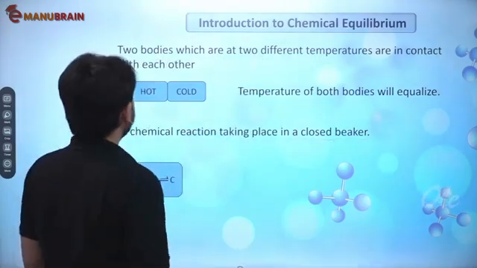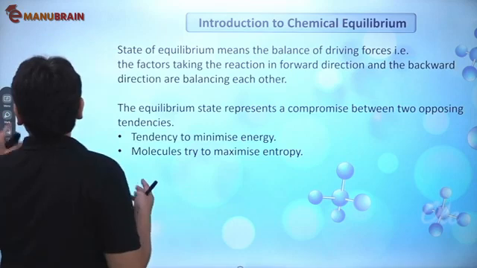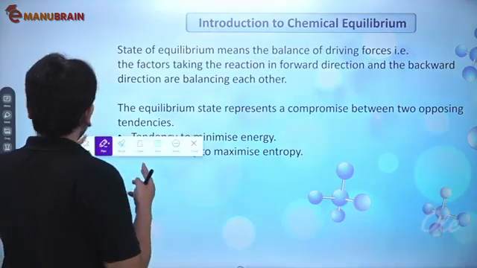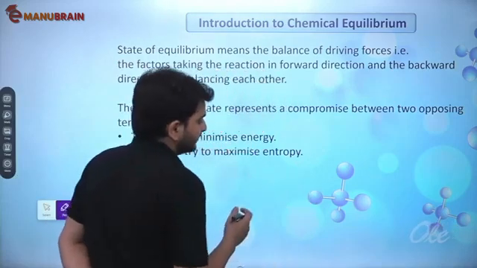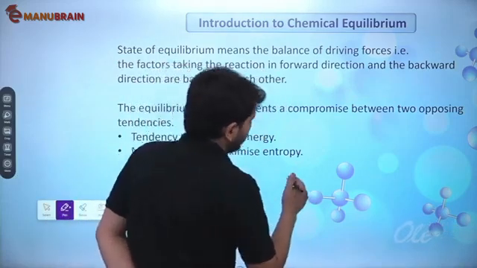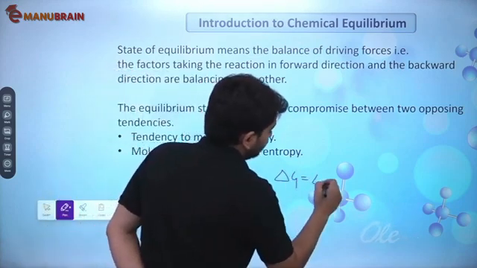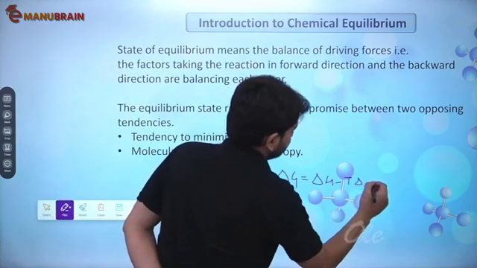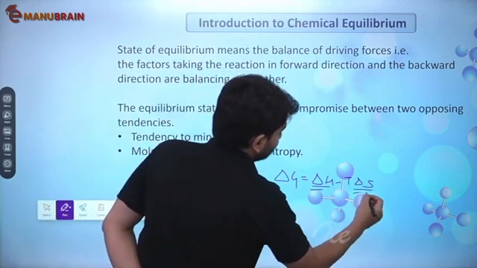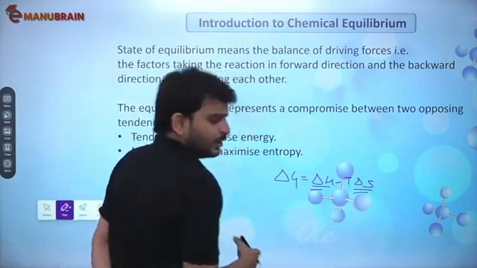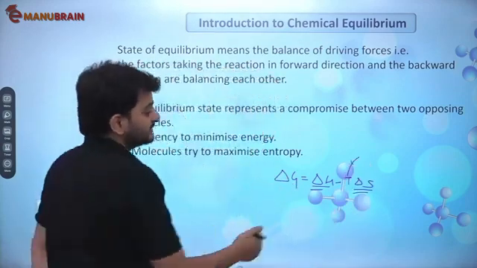Okay. Moving on, state of equilibrium means the balance. We've talked about this. The two things that are very important here, you might have studied this or you might not have. This is the Gibbs-Helmholtz equation for the Gibbs free energy: delta G is equal to delta H minus T delta S. If you see this delta H and this delta S, they are actually opposing in nature, because this T is taken in Kelvin, so this T will be positive.